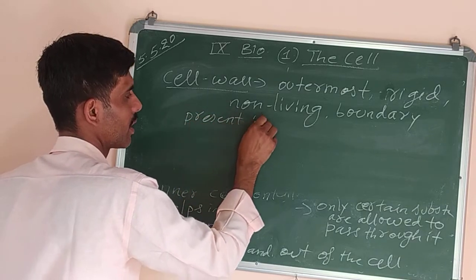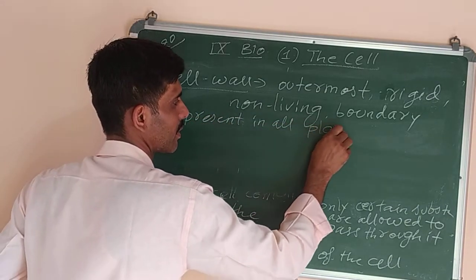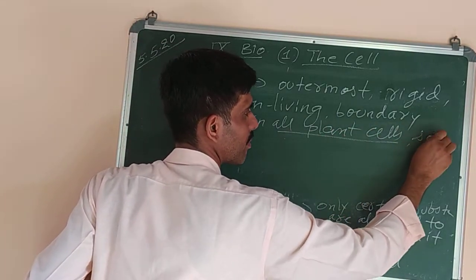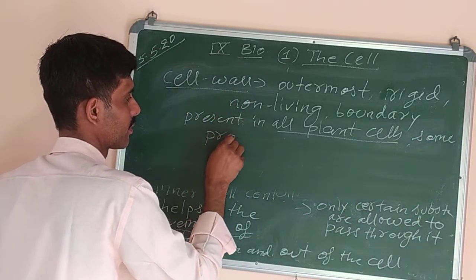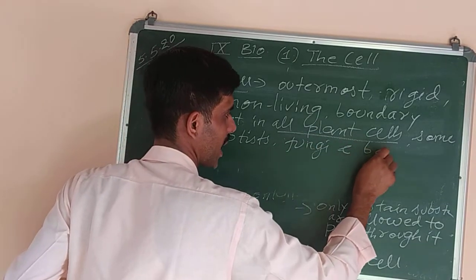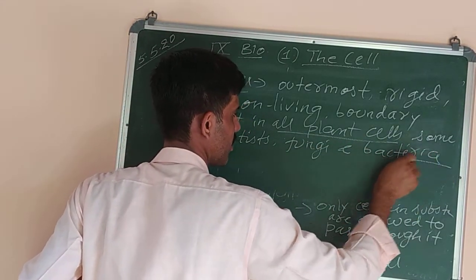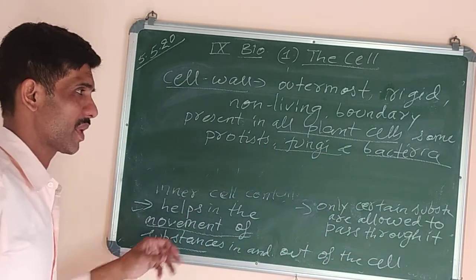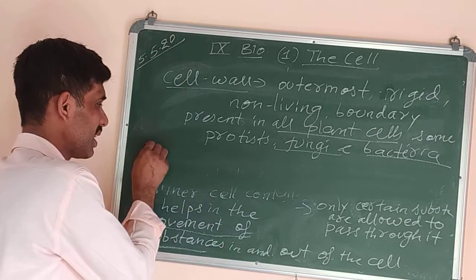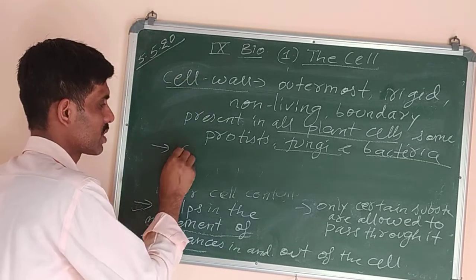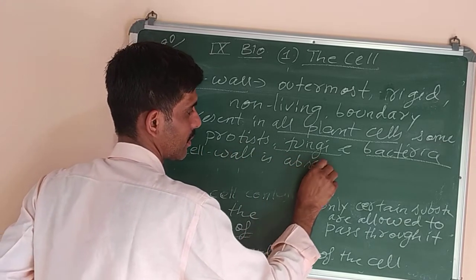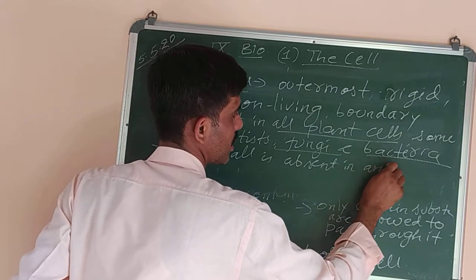Now where is it found? In all plant cells, cell wall is present. Some protists, fungi and bacteria also have it. It is found in bacteria also, fungi also, protists also, but generally in all plant cells, cell wall is present. But is this cell wall found in animal cells? No. So cell wall is absent in animal cells. It is not present in animals.